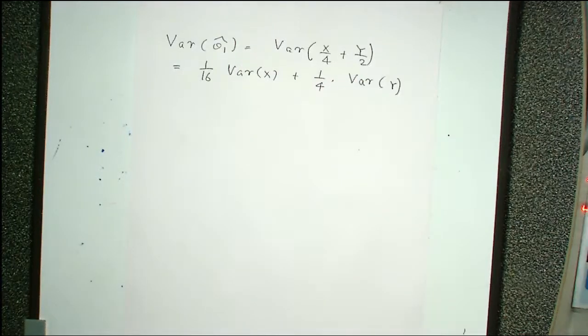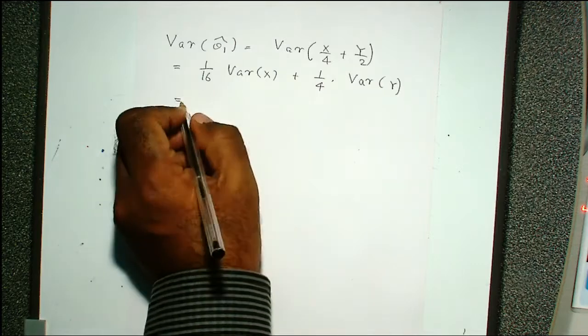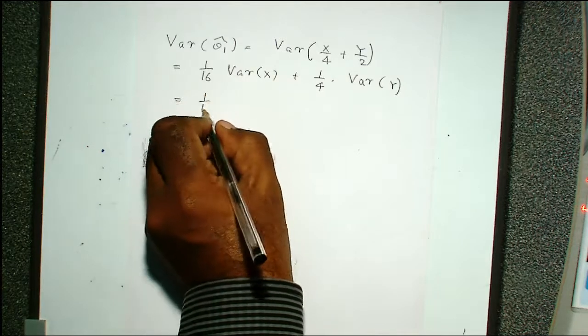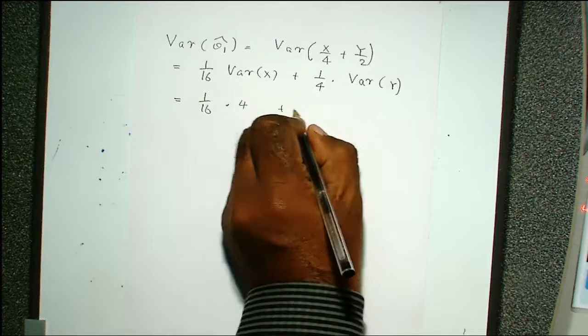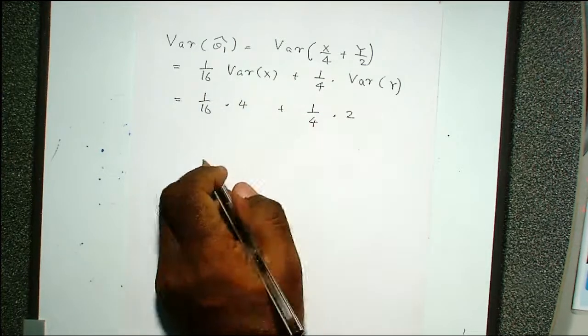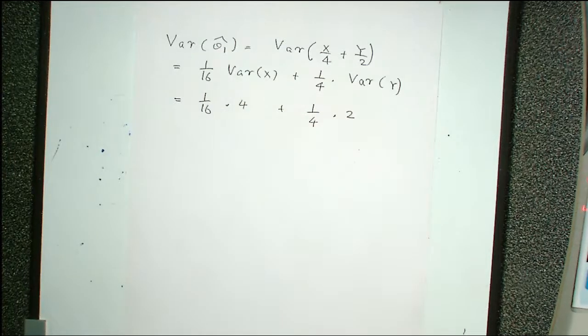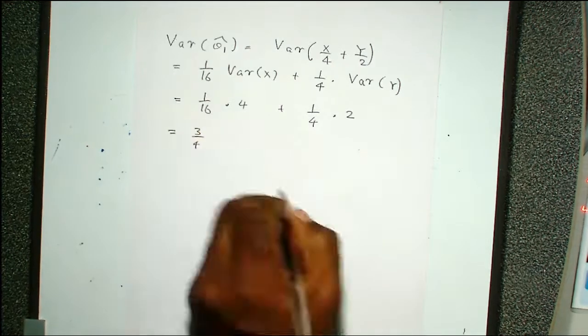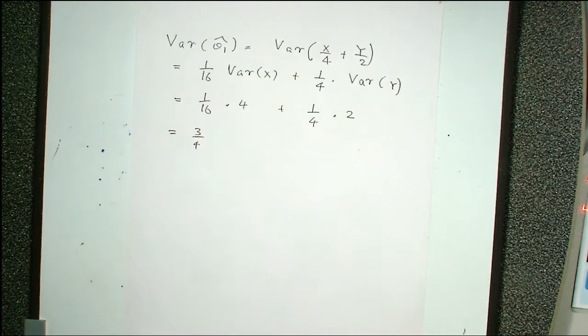Now, if you look at the question, guys, it says that the variance of X is 4, and the variance of Y is 2. So if you do this, you get a quarter plus a quarter times a half, which is equal to 3 over 4. So the variance of theta 1 hat is 3 over 4.